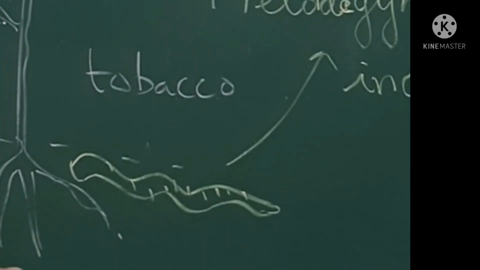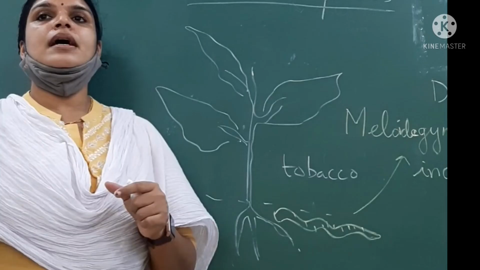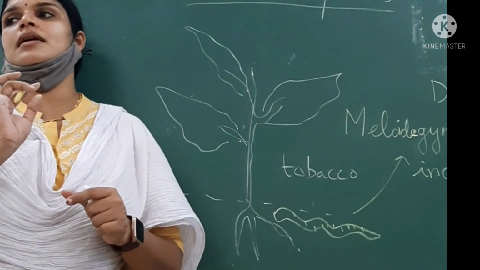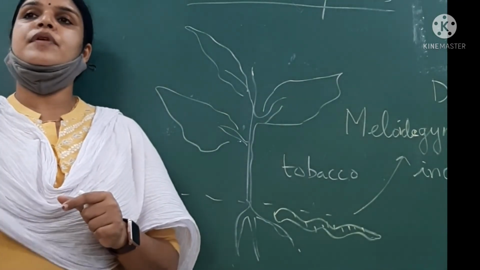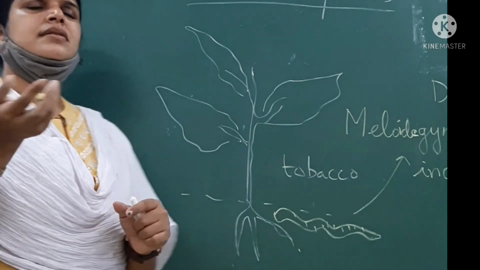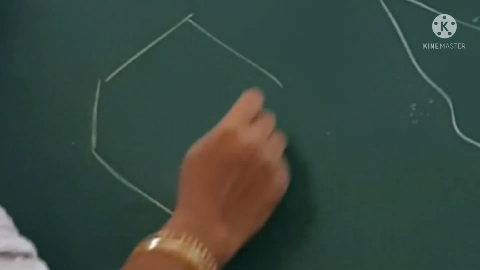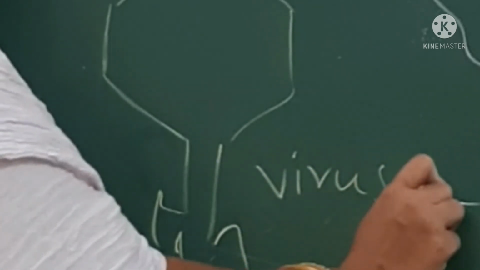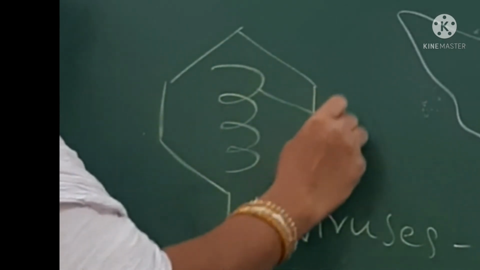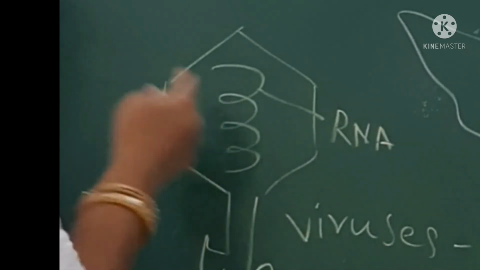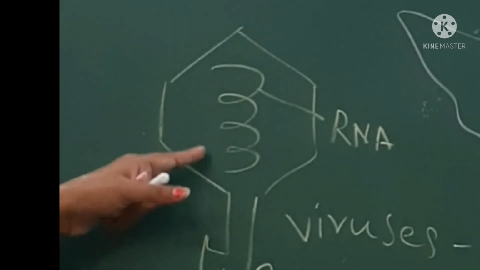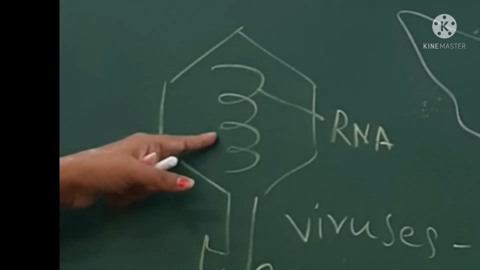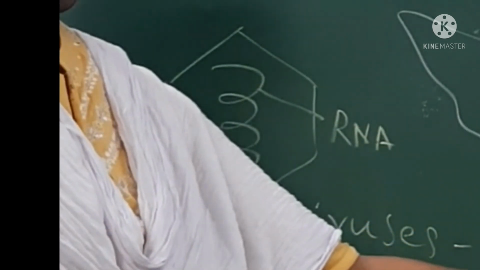So the attempt is to block that RNA from expressing. That RNA has to be blocked. For that, they are injecting one complementary RNA. That RNA they are getting from some viruses, some RNA-containing virus whose nitrogen bases have complementary base pairing with Meloidogyne incognita's RNA.